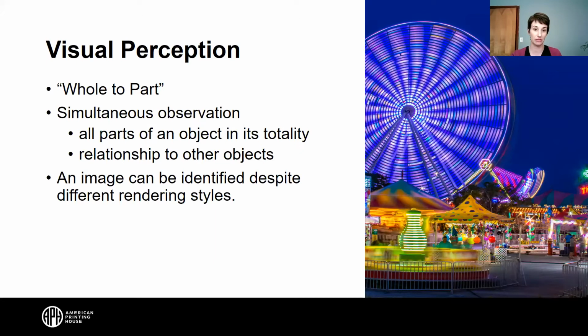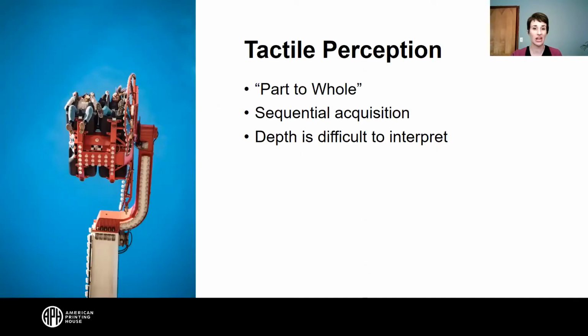Now, tactile perception, on the other hand, is part to whole. This means no zooming in to the polka dotted tent and only experiencing what is directly in front of you. This also applies to reading material. Tactile readers must build up a mental image of the different components of a tactile graphic, because only a part of the graphic, what is underneath the fingertips, is all that can be read at a time. Relationship to other objects can be lost entirely, and depth is difficult to interpret.